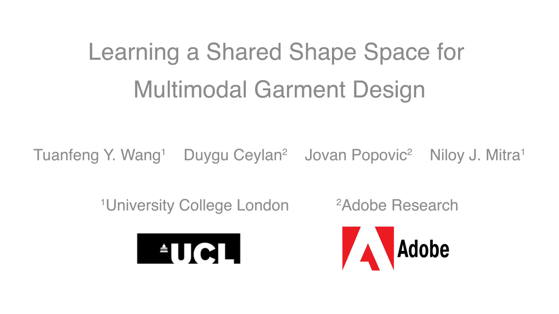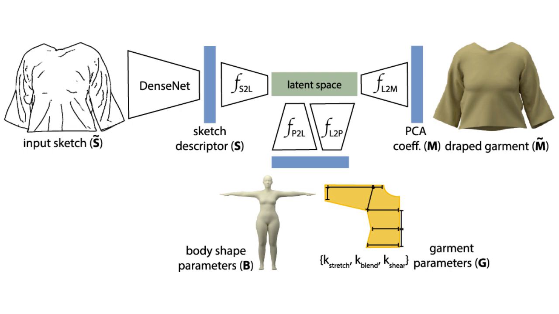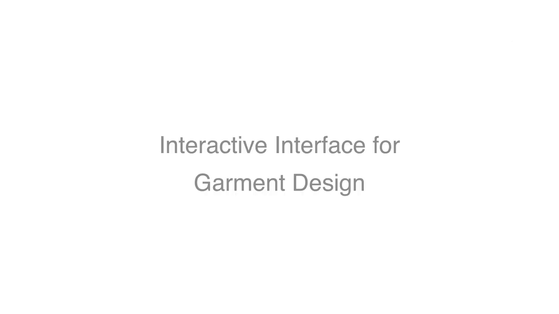Garment design is complex since it typically spans different modalities, including sketched fold patterns, 3D body shape, and 2D sewing patterns and textures. We present a data-driven approach which learns a shared shape space across these modalities. Our approach enables an interactive system.